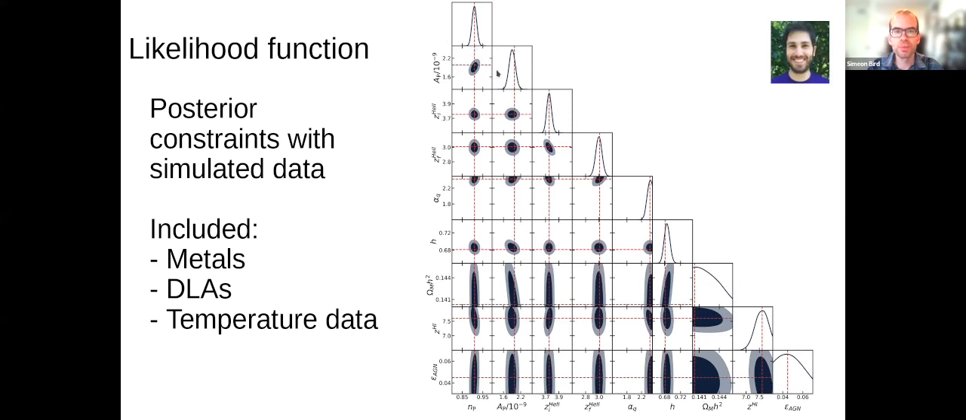parameters of the simulation are shown by the dashed red lines, and the 1D posterior parameter constraints are shown by these black circles. And you can see that the dashed red lines lie roughly within the middle of these black circles. So we do indeed recover the input parameters pretty well. This likelihood function is able to marginalize over nuisance parameters connected with all the things that you think a Lyman-α Forest likelihood function should have. This includes metals, damped Lyman-α systems, and of course we have an extra likelihood function for the temperature data.